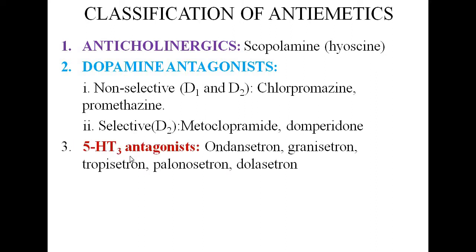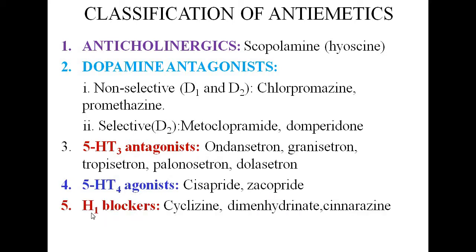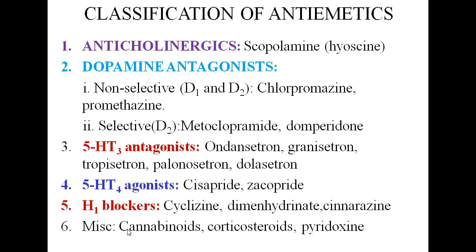Then we have the third major group, that is the 5-HT3 antagonists. In this group, important drugs are ondansetron, granisetron, tropisetron. Now, of these 5-HT3 antagonists, this is a 5-mark question. Then we have 5-HT4 agonists, cisapride and zacopride. And in the fifth group, we have the histamine H1 blockers, cyclizine and dimenhydrinate. And finally, the miscellaneous group, we have the cannabinoids, corticosteroids and pyridoxine. So in the classification of antiemetics, we have six groups, namely anticholinergics, dopamine antagonists, 5-HT3 antagonists, 5-HT4 agonists, H1 blockers and the miscellaneous group.